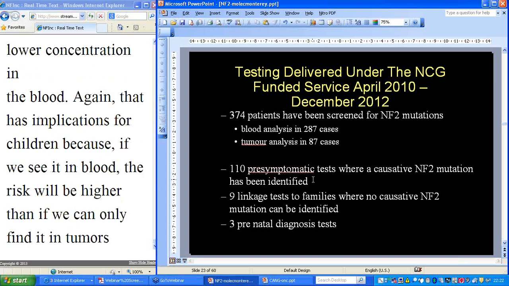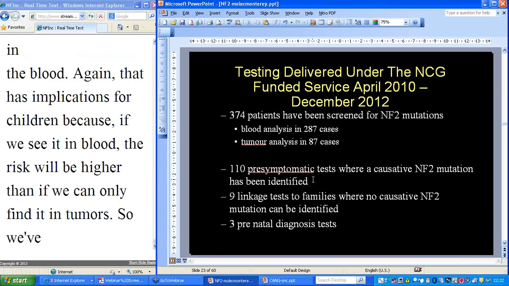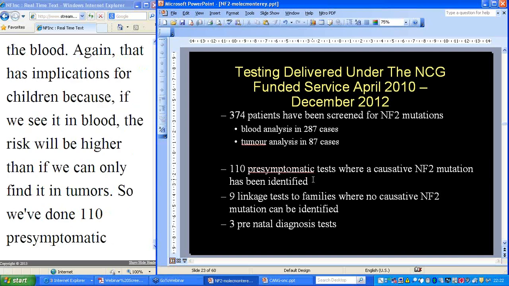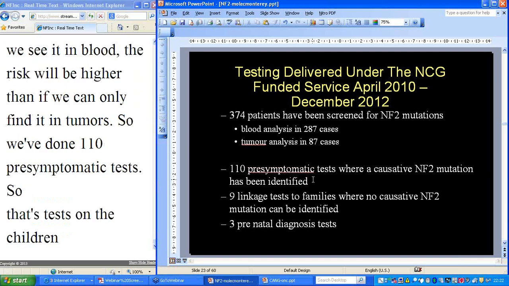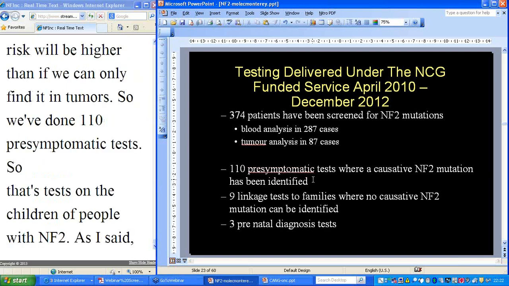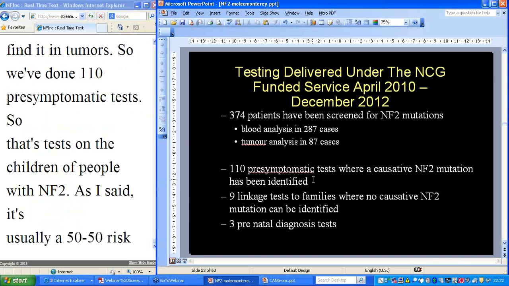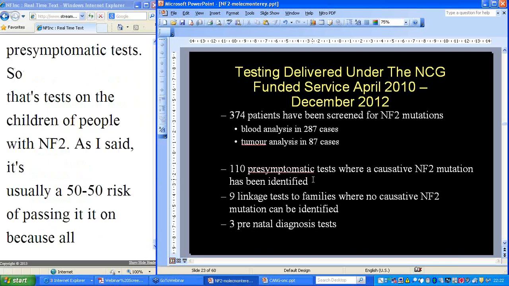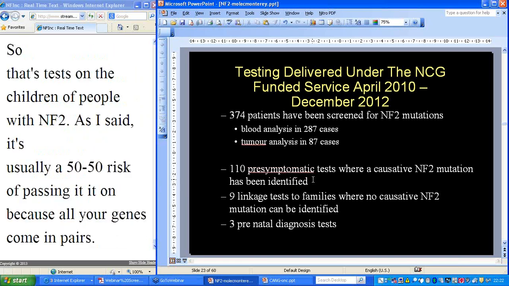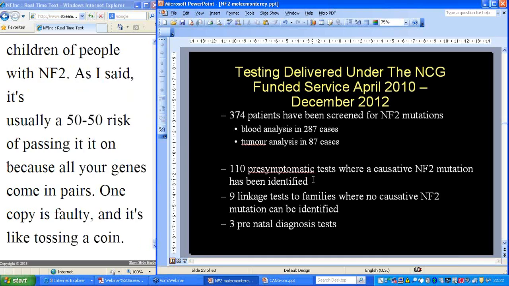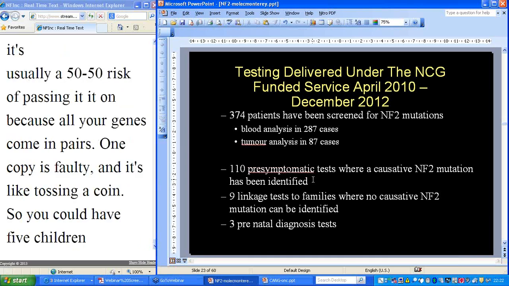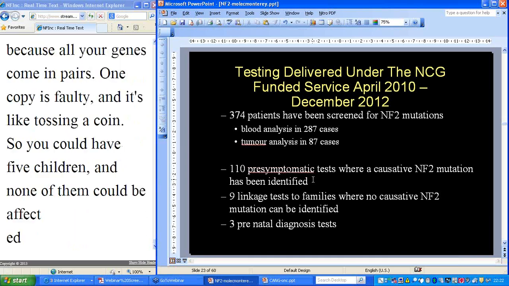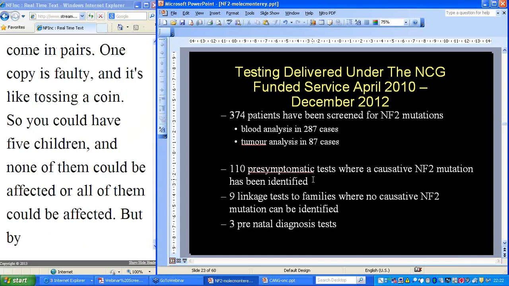So we've done 110 pre-symptomatic tests. So that's tests on the children of people with NF2. As I said, it's usually a 50-50 risk of passing it on because all your genes come in pairs. 1 copy is faulty, and it's like tossing a coin. So you could have 5 children and none of them could be affected, or all of them could be affected. But by and large, it works out at 50-50.